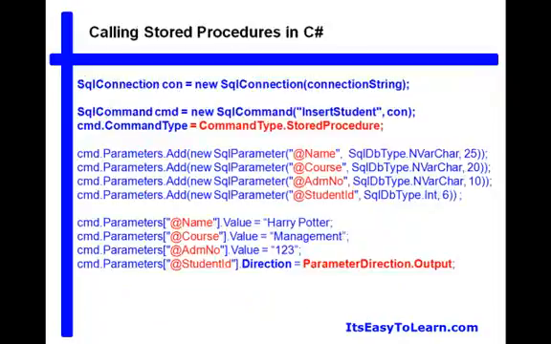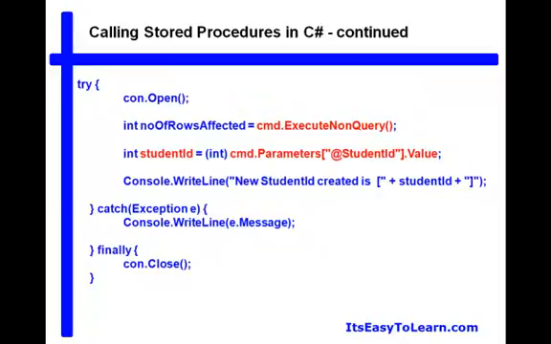To call a stored procedure, we specify the name of the stored procedure in the SQL command and set this command type as command type stored procedure. Then the different SQL parameters are defined using the add method, and then the values are set. Any output variable is specified using the parameter direction.output. Then once this is done, we do execute non-query, and then for the output values we access them using the parameters array using the value of the output variable.